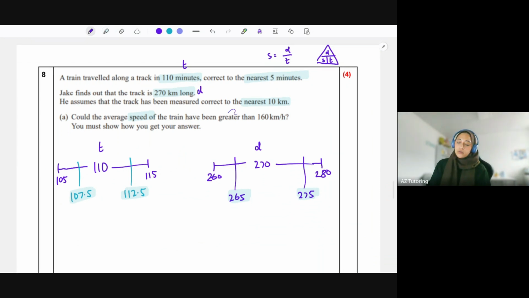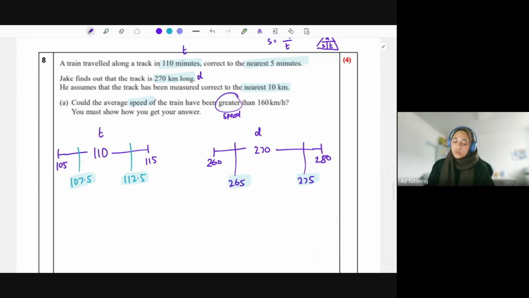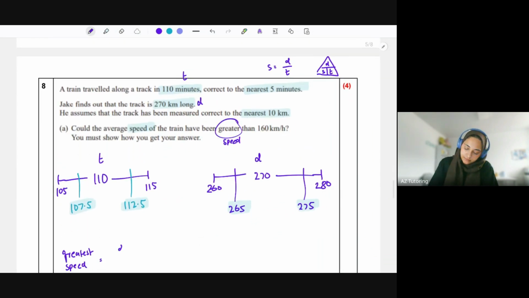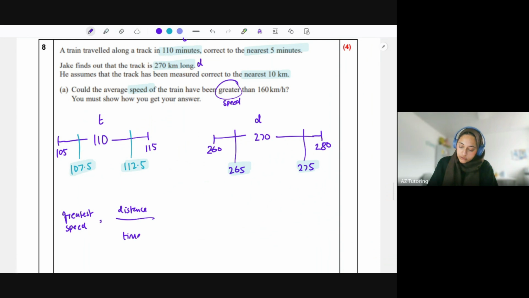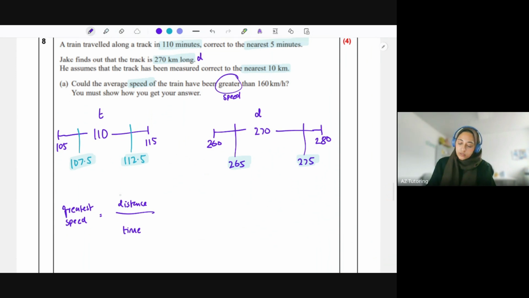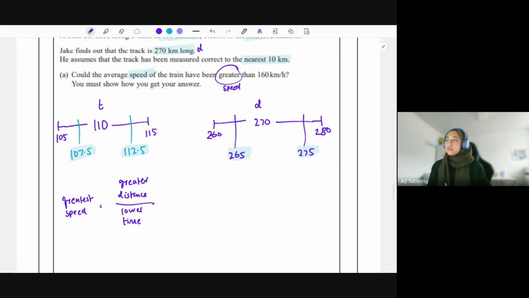Now we want to work out the greatest speed. So because we want to see, can it be greater than 160 kilometers per hour? So we want to work out the greatest speed. And we know speed is distance divided by time. Now the question is, are we going to use the upper bound or the lower bound for each of distance and time? When we're working out the greatest speed and we're dividing two numbers, we always do the greater one on the top and the lower one on the bottom. So we're doing the greatest distance divided by the lower time.